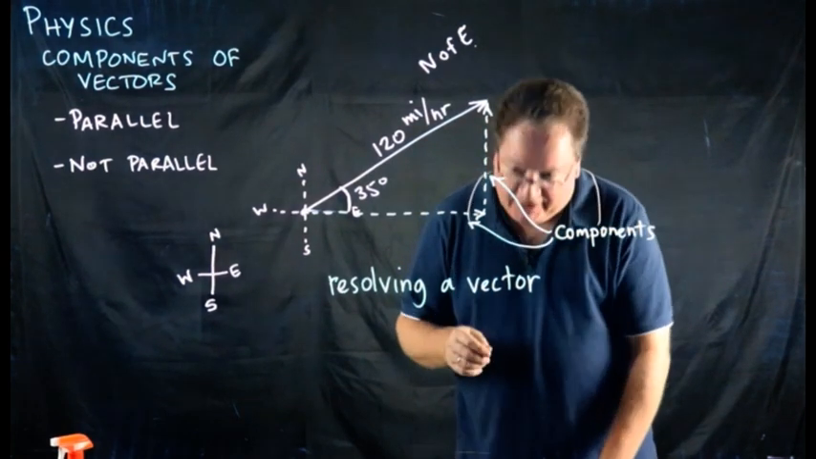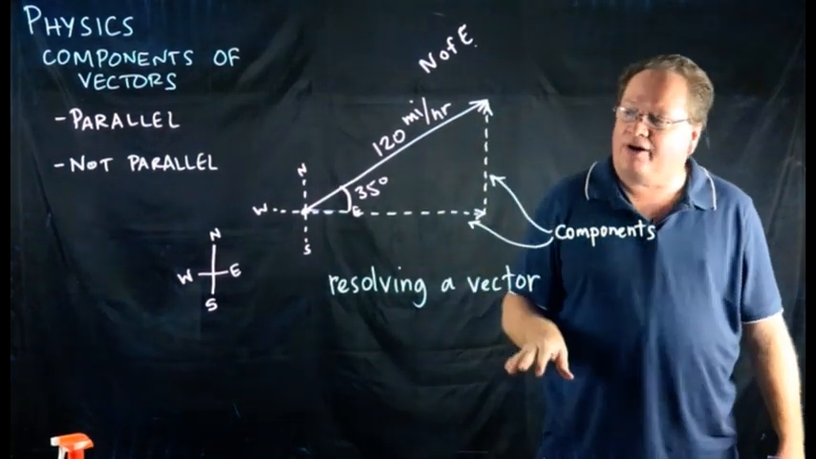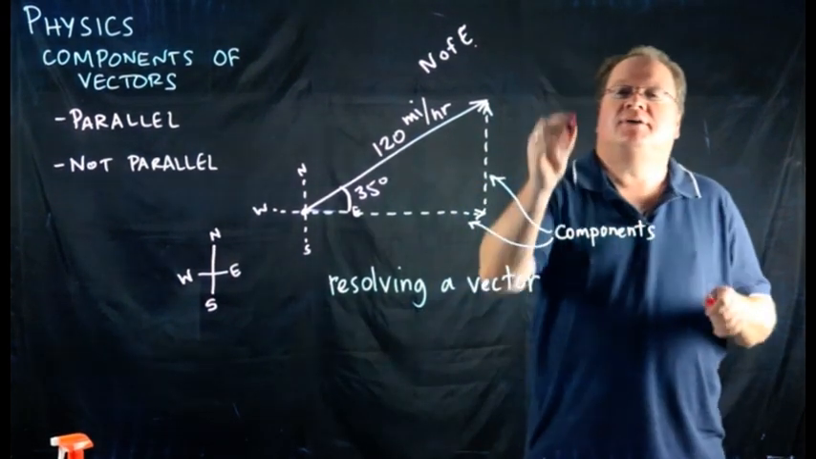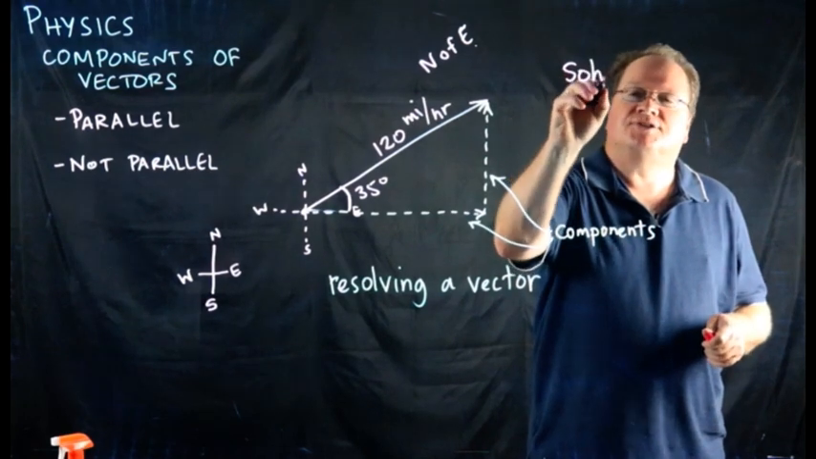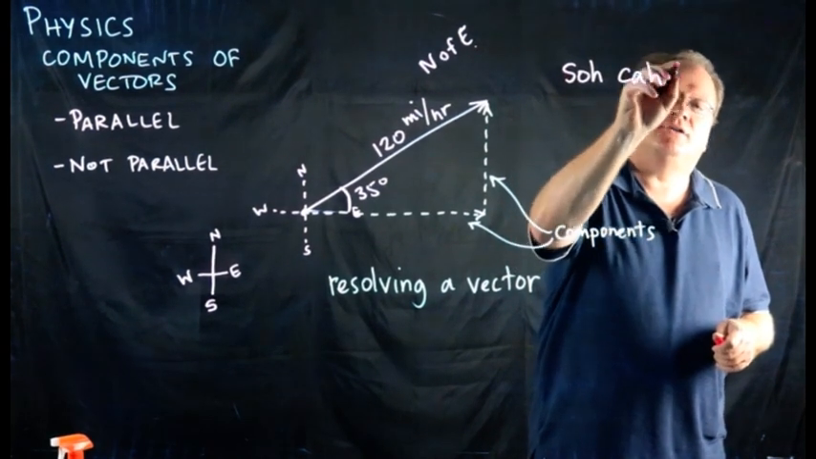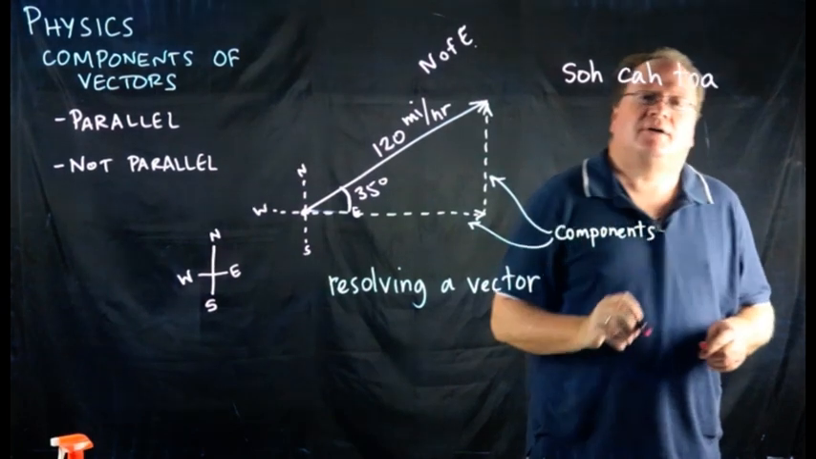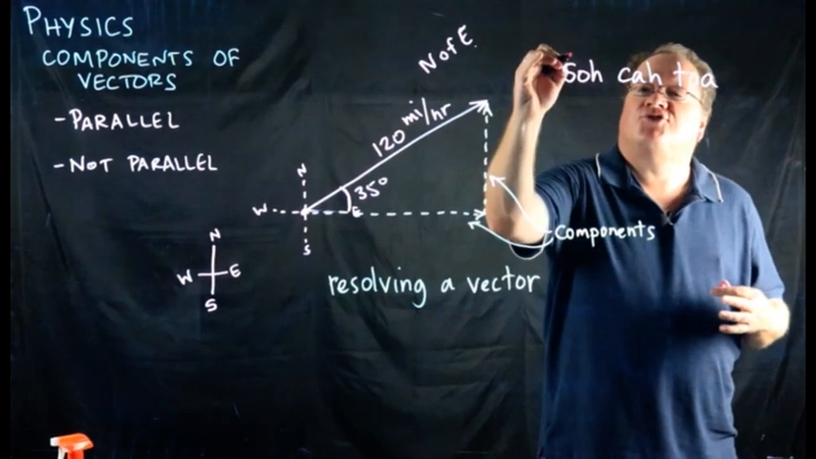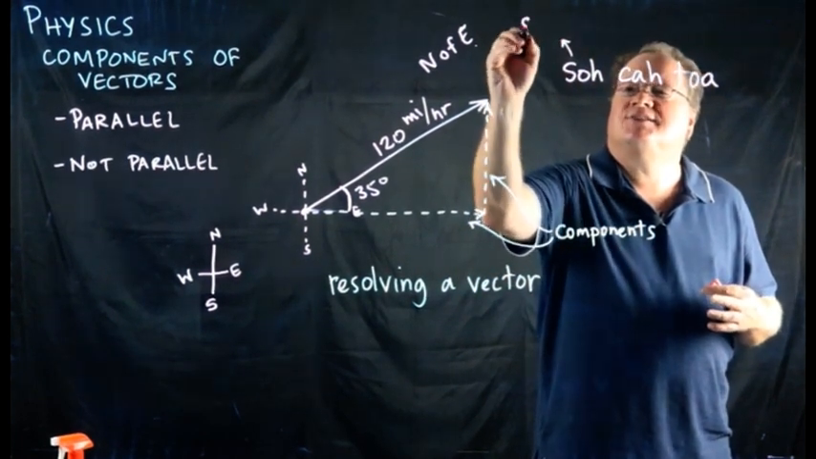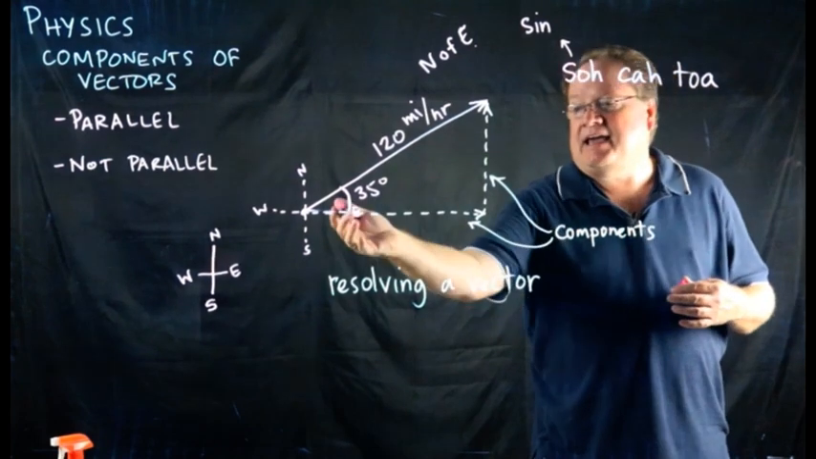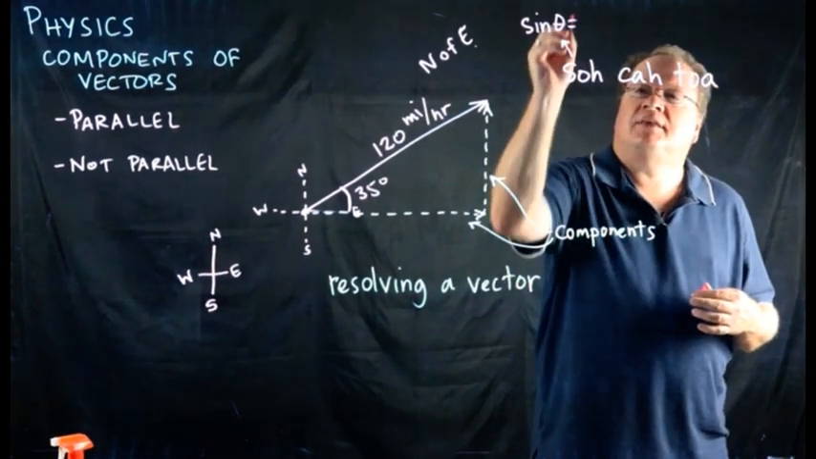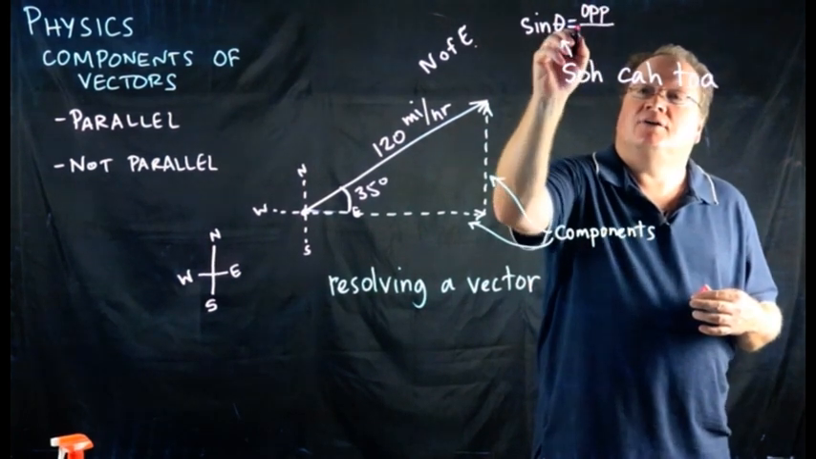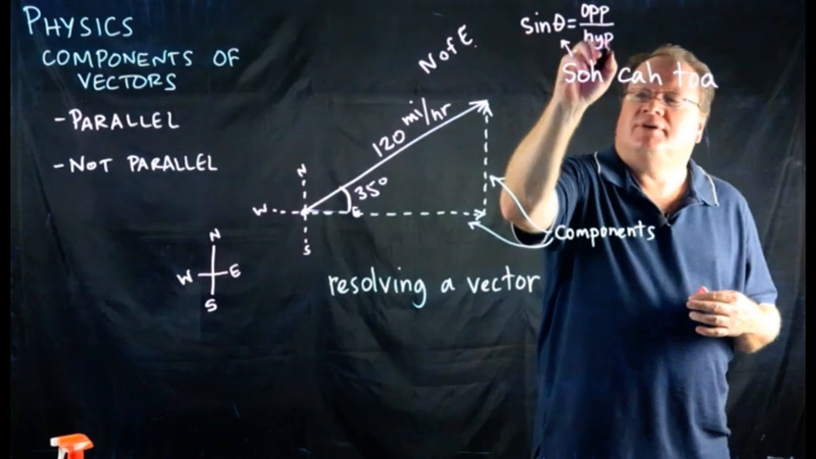Now, if I want to figure out what these two components are, we have to use something that hopefully you've heard of before called SOHCAHTOA. Right? Now, if you remember this, I think you guys usually do this in geometry. So SOH basically means that sine of the angle is going to equal the opposite side over the hypotenuse of that triangle.